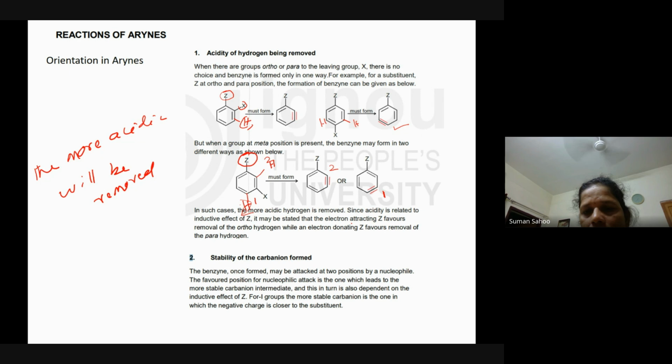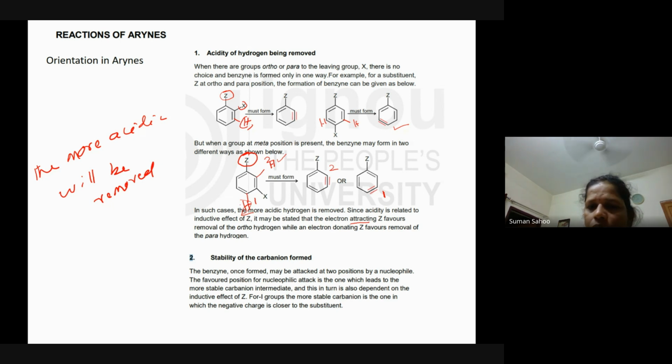Here it is saying electron attracting. I am just saying electron withdrawing. Okay, electron attracting: it can attract electron or it can withdraw electron from the group. So when you have an electron withdrawing or attracting group, in that case this hydrogen will be removed, and when you have an electron donating group, then this hydrogen will be removed.